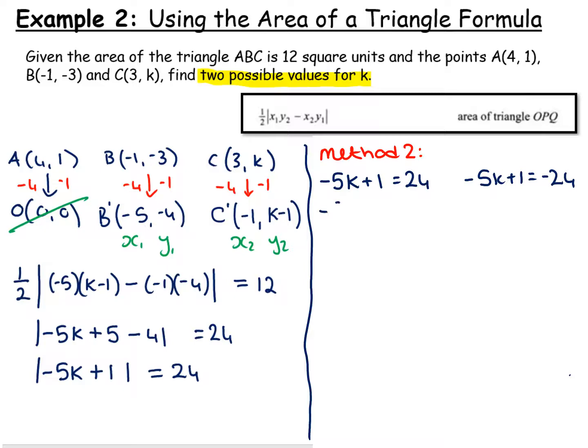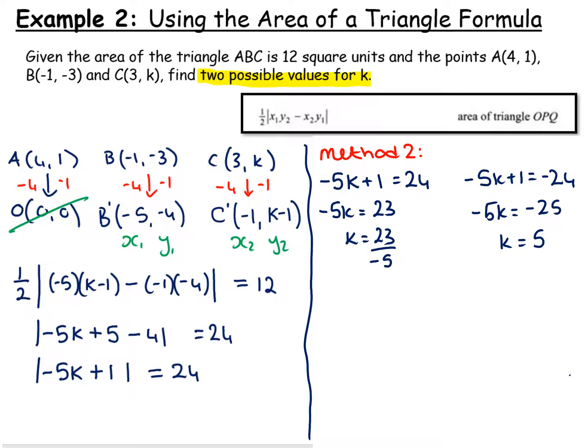So here we have minus 5k equals 23. So k is equal to 23 over minus 5. Here we get minus 5k is equal to minus 25. So k is equal to 5. And we get two answers, and we get them a lot quicker. So this is a nice, quicker little method. Just make sure that you fully understand it if you're going to use it.